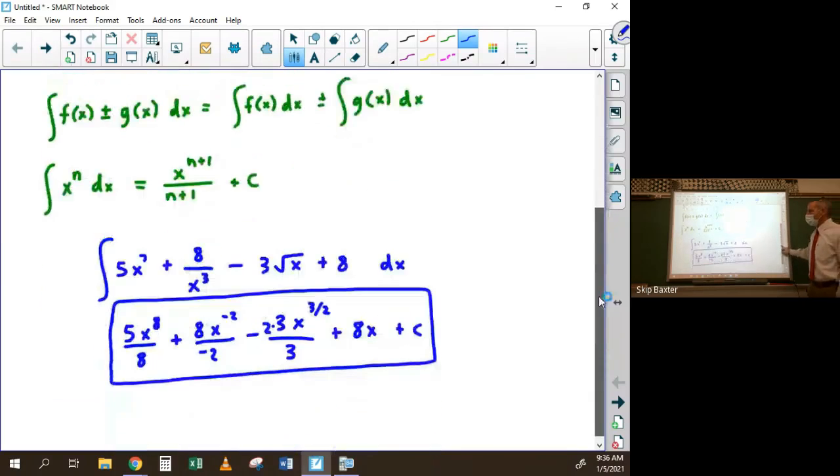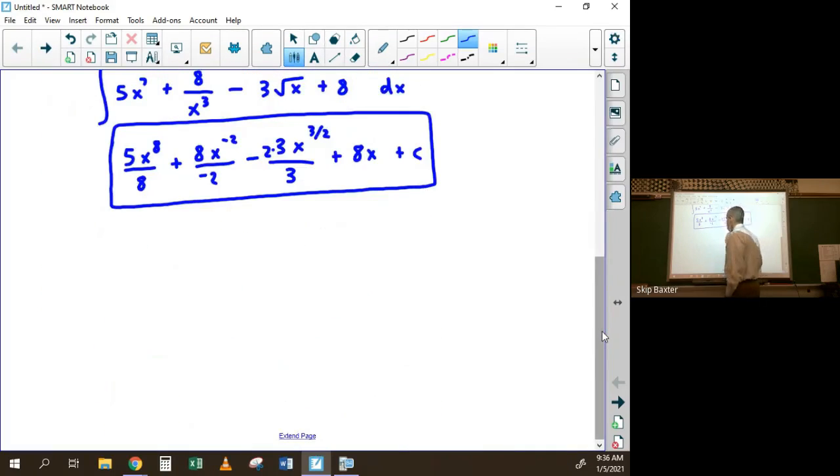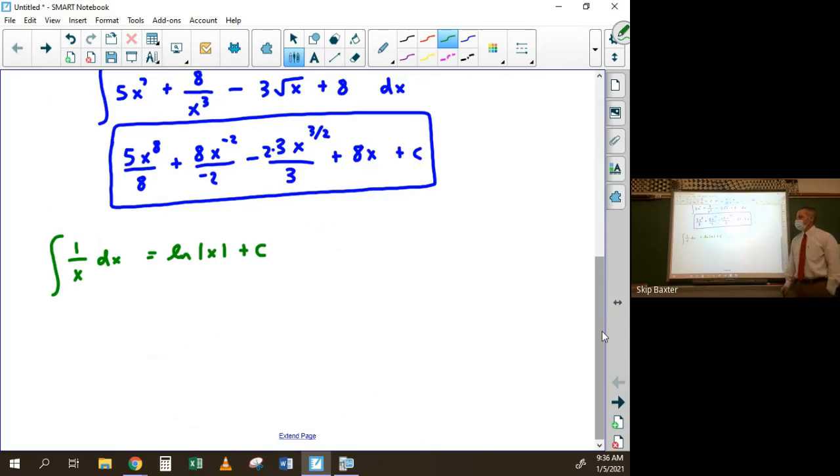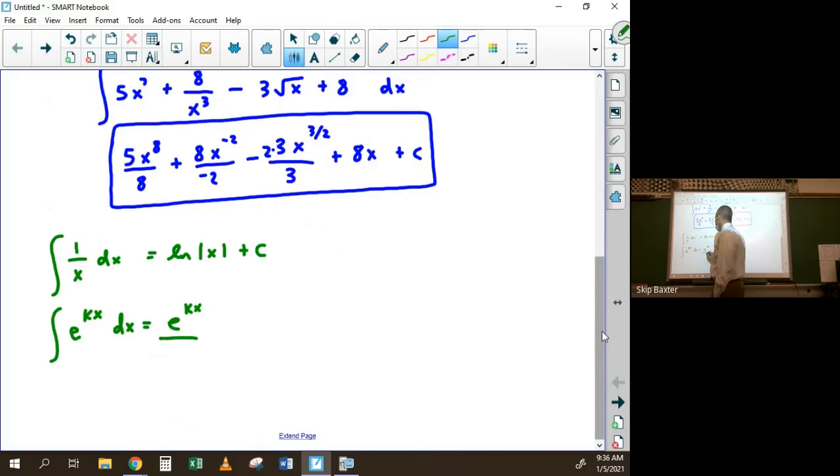There's a couple other basic integration rules that you need to know. The exception to the power rule is if you have 1 over x, so if n is negative 1, and this is just ln x plus c. And if you have an exponential function, I'm going to say e to the kx, this is just e to the kx divided by k plus c.